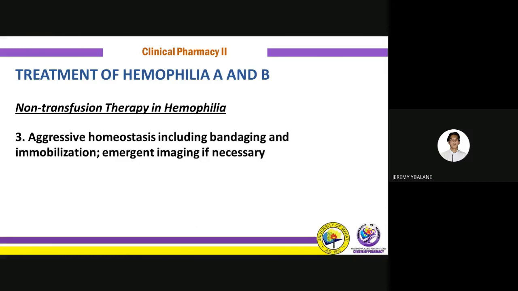So yung pangatlo natin is aggressive hemostasis, including bandaging and immobilization, emergent imaging if necessary. For an example, there is an incident that happened to a patient, tapos nagka-vascular injury siya. Then, severe na yung bleeding at madami na yung blood loss. Therefore, kailangan siya ng immediate na aggressive hemostasis, performing bandaging and immobilization para ma-prevent na yung bleeding. Tsaka kung may internal bleeding naman or deep trauma, kailangan siya ng emergent imaging if necessary.